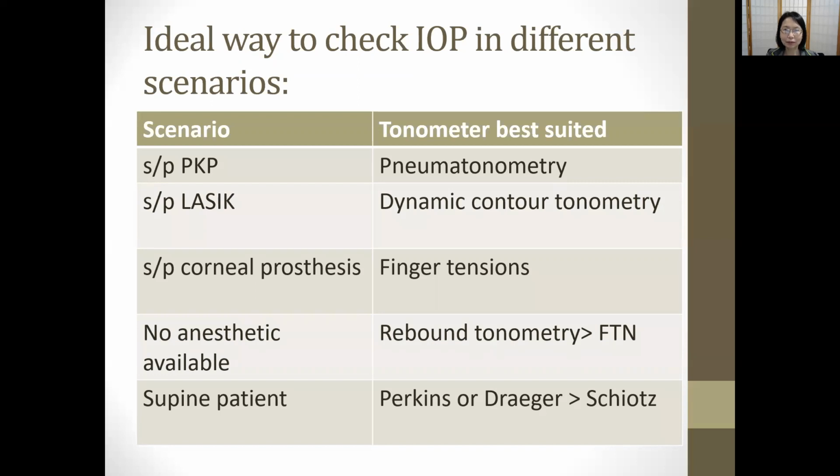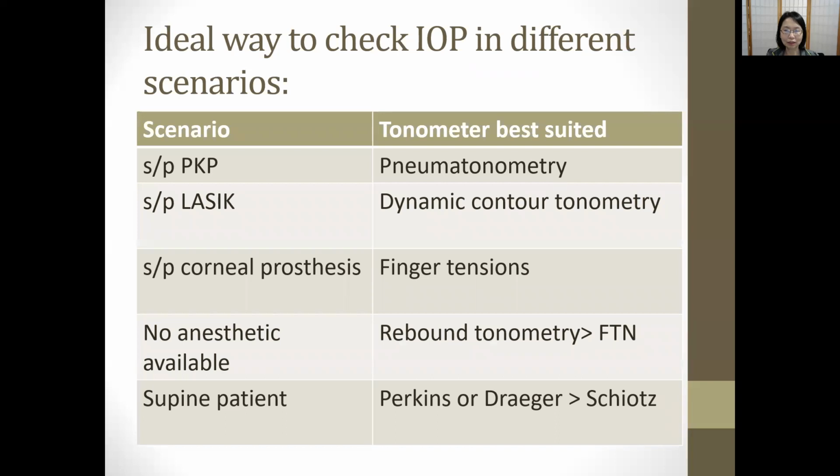Keep in mind that the ideal way to check IOP is dependent on the scenario. For patients who had a transplant of the cornea, pneumotonometry may be best suited. For patients who had LASIK surgery, dynamic contour tonometry or Pascal tonometry is the best. For a patient who has an artificial cornea, a corneal keratoprosthesis, finger tension is probably employed because the cornea is rigid.